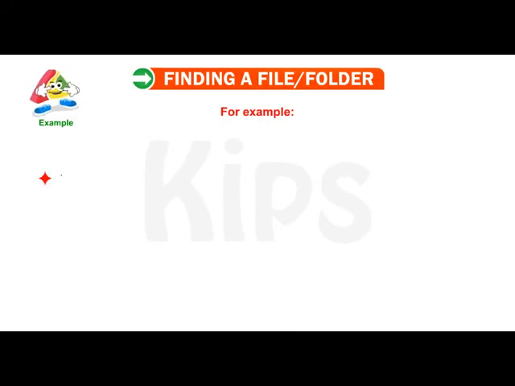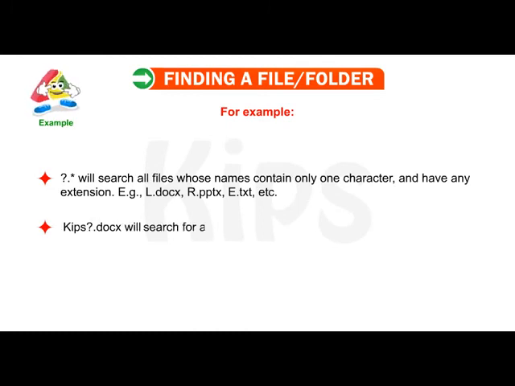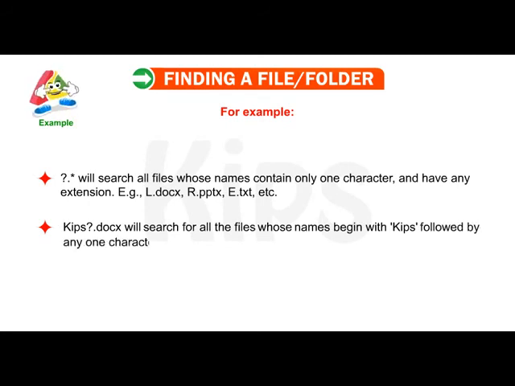For example, question mark dot star will search all files whose names contain only one character and have any extension. Example: L.docx, R.pptx, E.txt, etc. Kips question mark dot docx will search for all the files whose names begin with Kips, followed by any one character, and have the extension .docx. Example: kips1.docx, kipsp.docx, and so on.